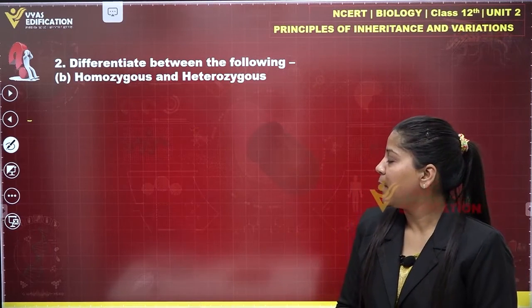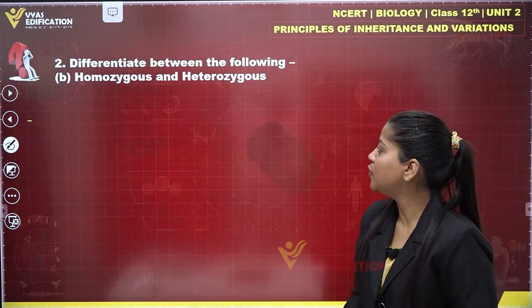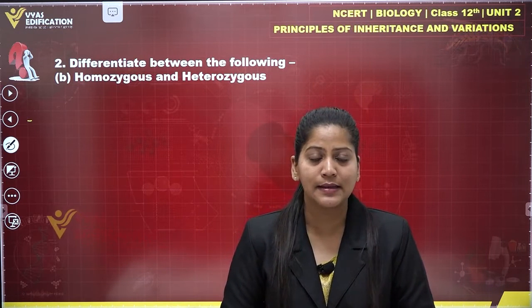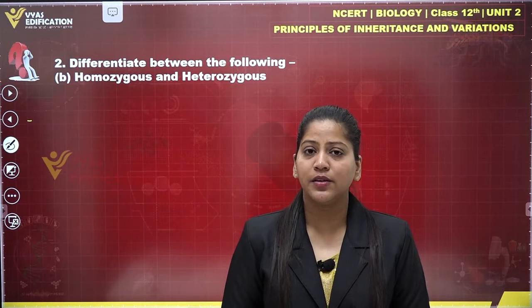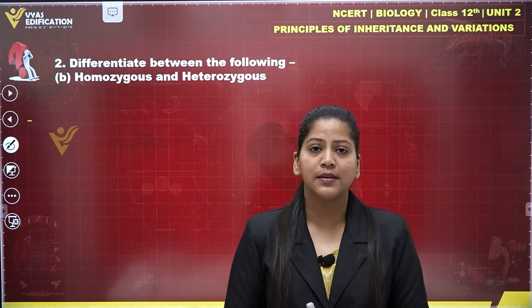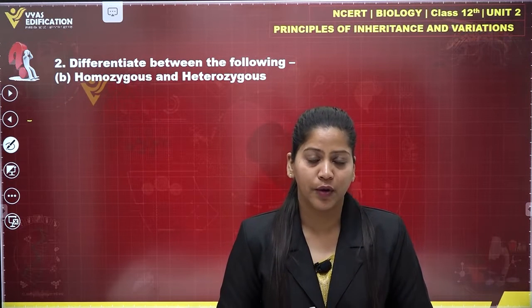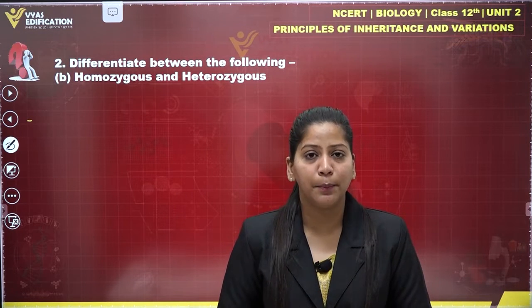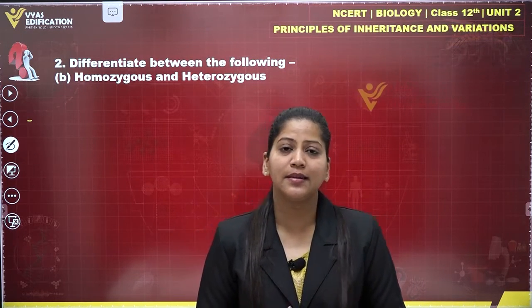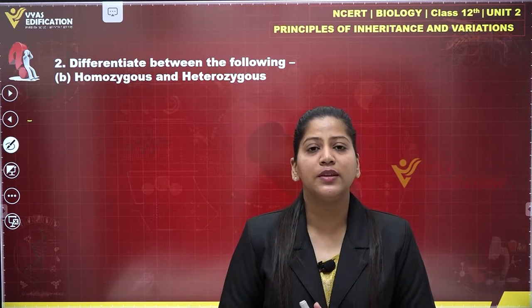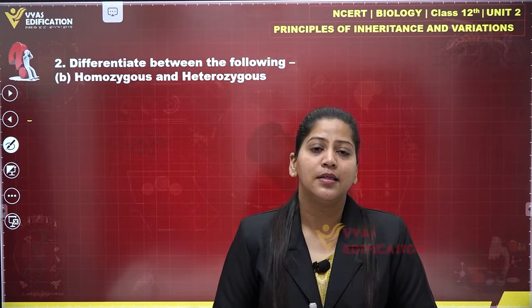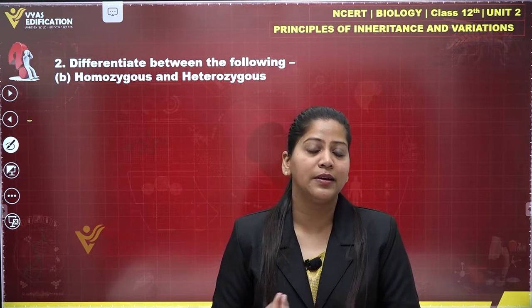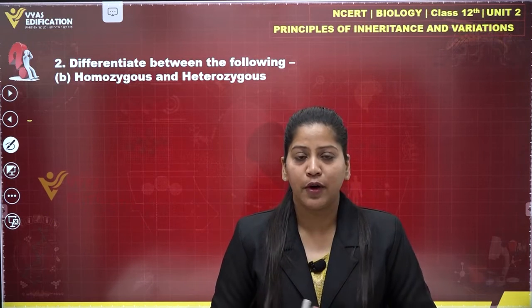So now let's talk about the B part of second question, that is differentiate between homozygous and heterozygous. So now we have to differentiate between these two terms. First, if we talk about homozygous, then homozygous is pure. It is pure for a trait and breeds true. That means it produces the individuals with similar genotype, which are homozygous in condition. That means capital T or small t, for example.